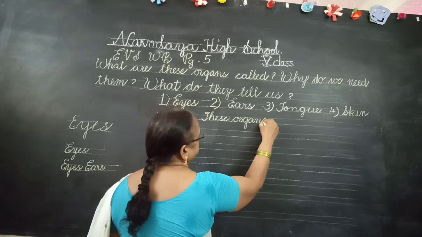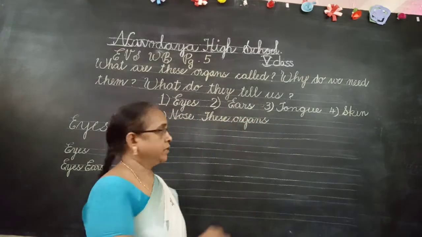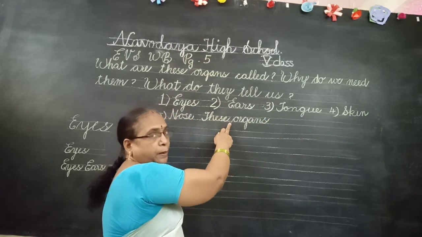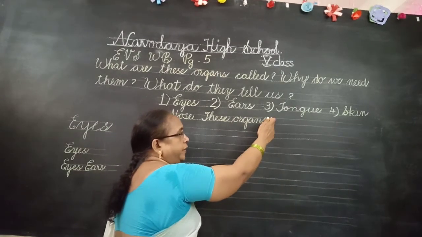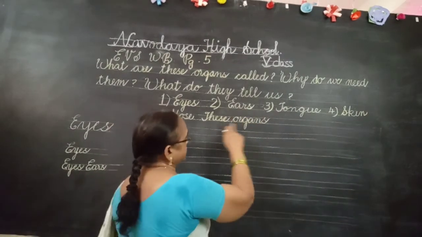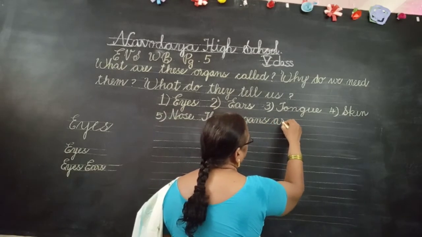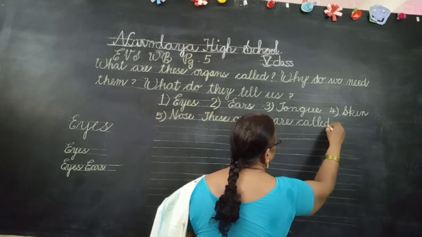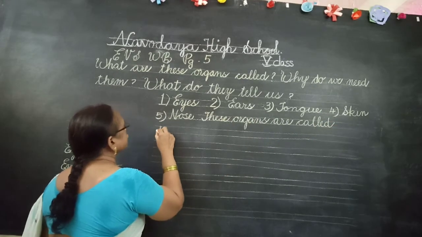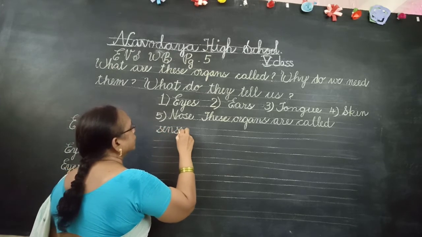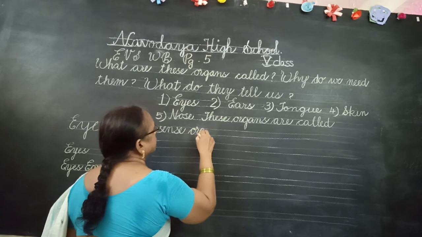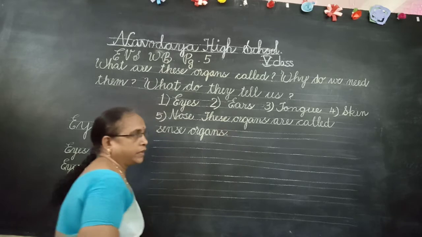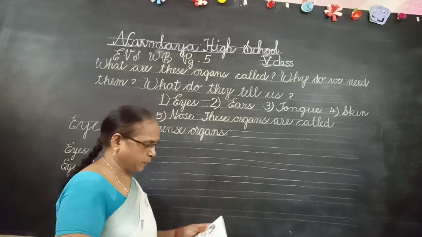every letter must touch the top and bottom line. Start with a starting stroke and end with an ending stroke. Start below the bottom line and end above the line. These organs are A-R-E, C-A-L-L-E-D, called. These organs are called sense organs. Sense organs. Observe neatly and without spelling mistakes, right.